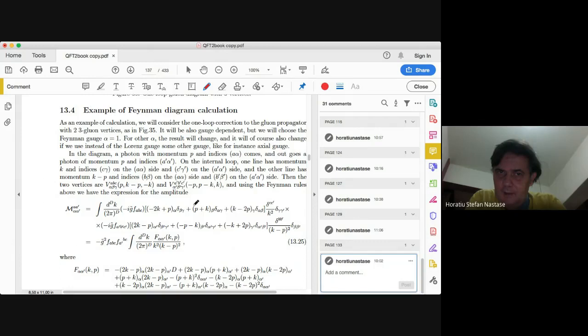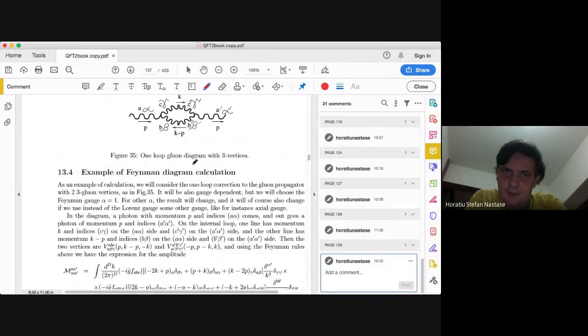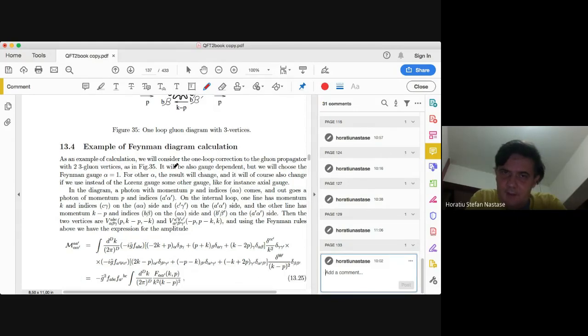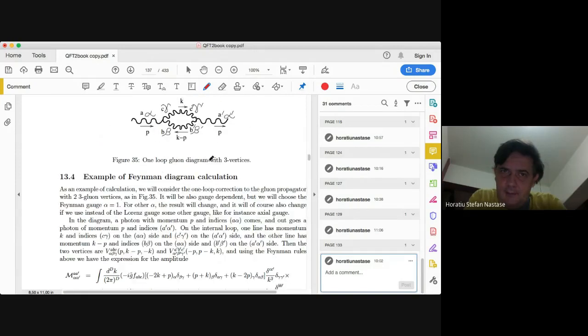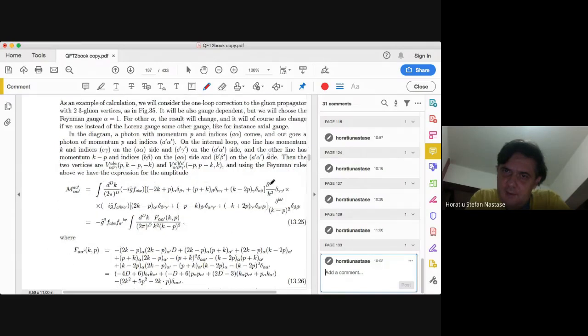and Lorentz indices. So these combinations are because the momenta here is p, here is k, but here is k minus p. So that's why you have this minus 2k plus p here and k minus 2p here. Then I have the propagator, the Feynman gauge. The propagator in Feynman gauge is just delta for all indices times the 1 over k squared, the scalar propagator. So this is delta cc prime, delta gamma gamma prime over k squared.